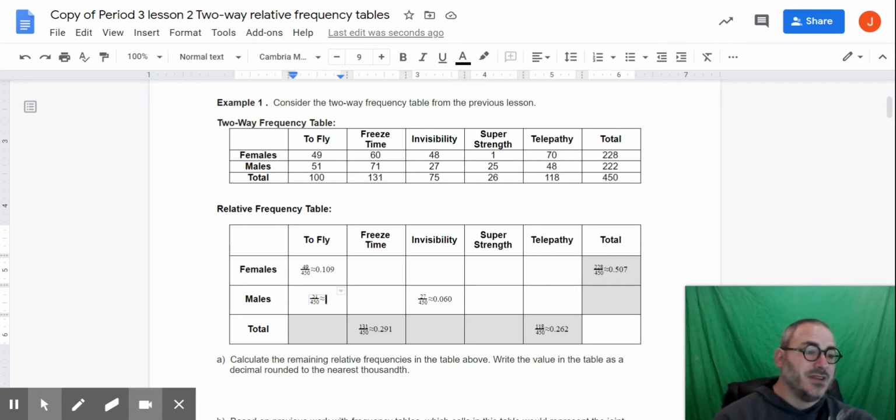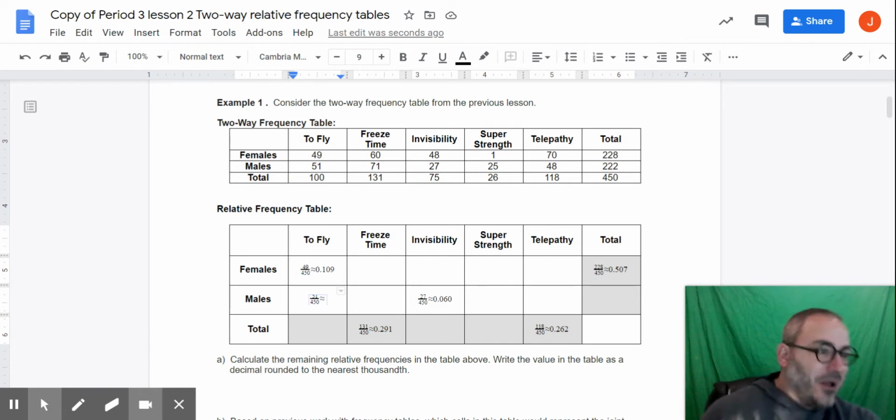I'm just waiting for my calculator to pop up here. Anytime now. Just waiting for that calculator. I probably need a better computer.